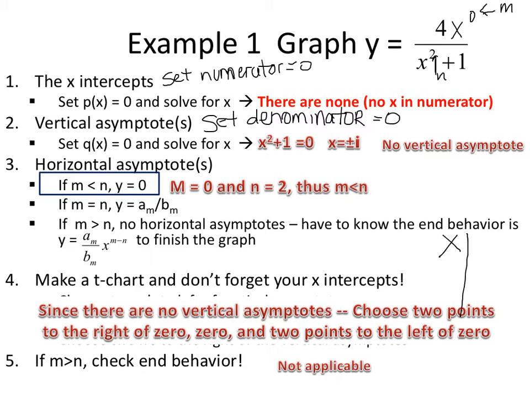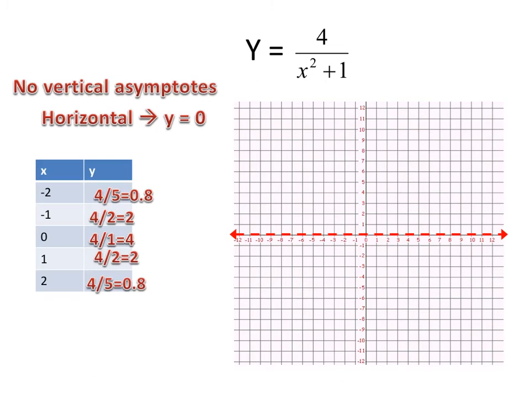So we have x, y, and then we just pick negative 2, negative 1, 0, 1, and 2. All right, and then we don't have to check the end behavior because if you look here, we only have to check the end behavior if m is greater than n. M is less than n, so we don't have to worry about that.